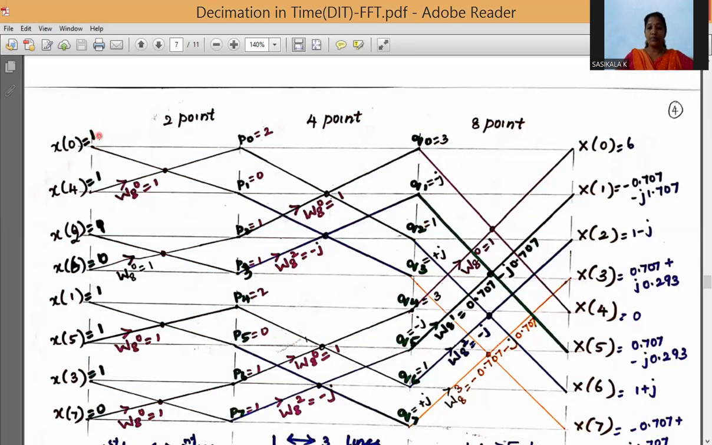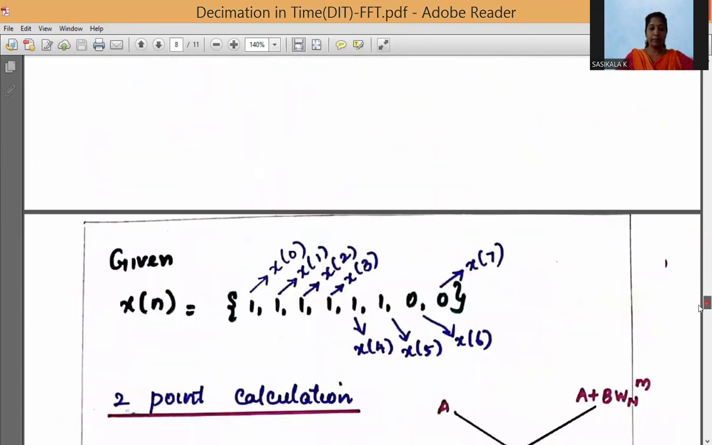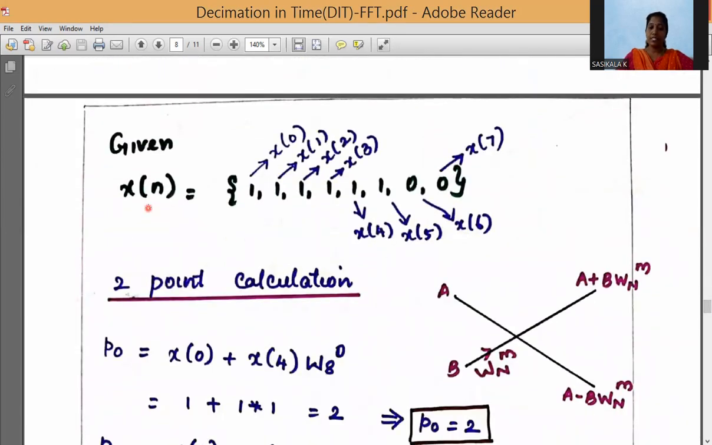Now we need to substitute the values of x of 0. For that, what you have to do is, see, listen, this is the given problem. That is x of n is equal to 1, 1, 1, 1, 1, 1, 0, 0. So I'm having 8 values. The first value is, since here they have not mentioned any arrow marks.